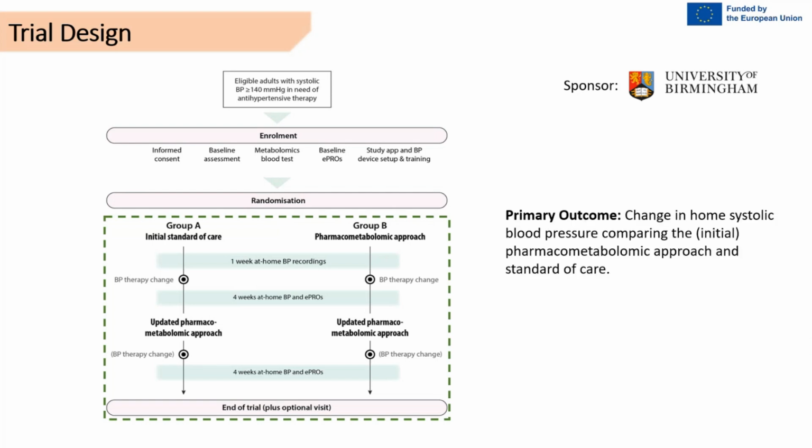So the primary outcome of the study is home systolic blood pressure, comparing the intervention and standard of care groups in that first phase of the study. There are major secondary outcomes, which include the proportion of patients achieving guideline-defined target blood pressure, patient-reported adverse effects, quality of life, treatment withdrawals, and adherence.